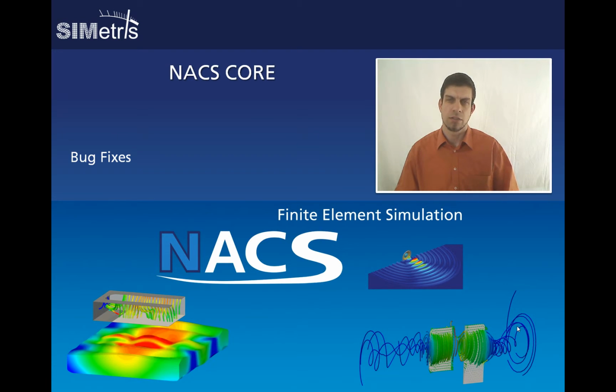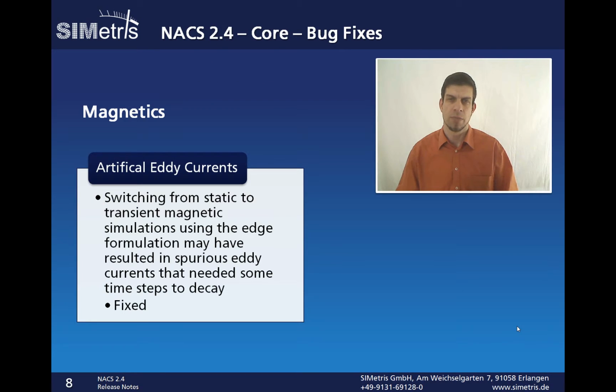Then also some bugs were reported by our customers, and this is what we want to take into account right now. In the magnetic domain, we found that artificial eddy currents would occur if you have, for example, a static analysis step followed by a transient analysis step, and then at the beginning of that transient analysis step, spurious eddy currents might occur for some time steps.